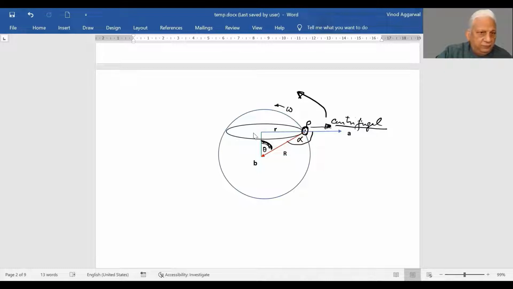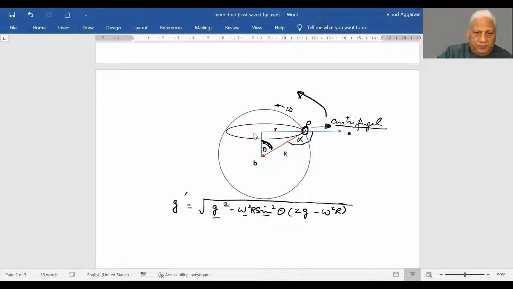If this is making an angle theta, then we can say the apparent g, g dash, that we experience is g square minus omega square R, omega square R sin square theta, 2 g omega minus R. This is the formula, wherein g is the standard g, which doesn't change with position on the Earth or rotation.